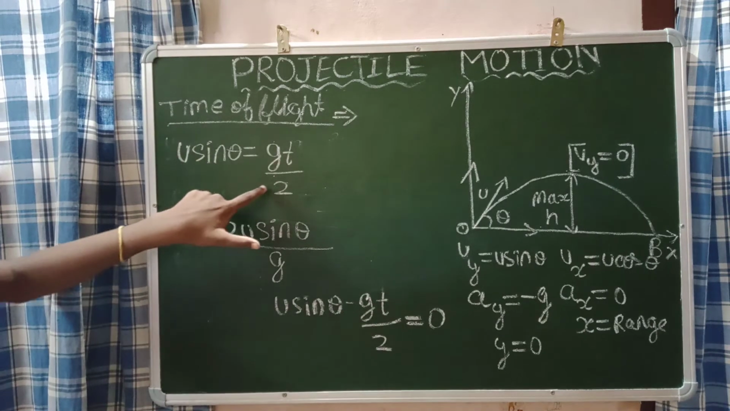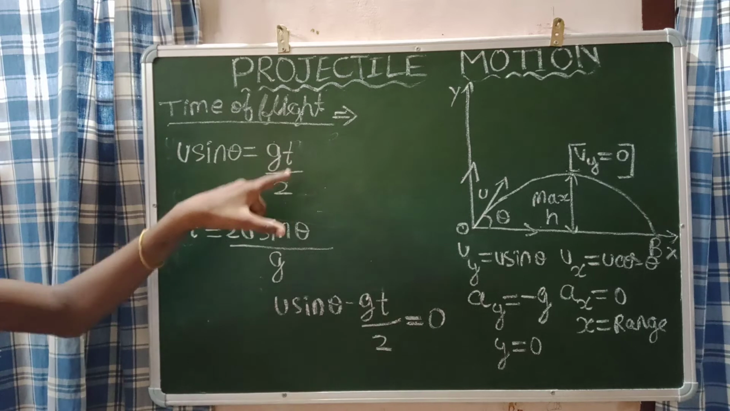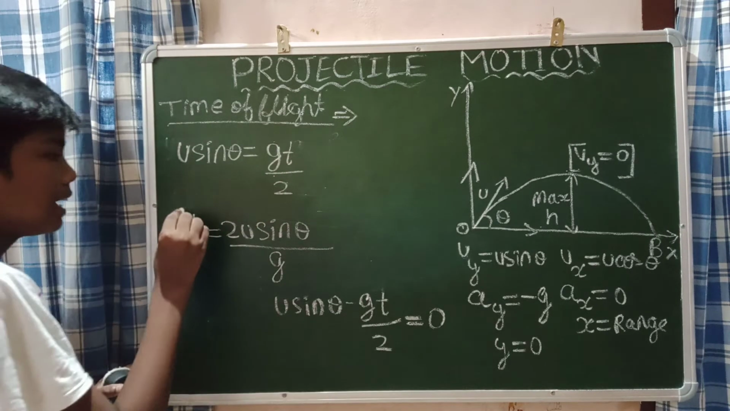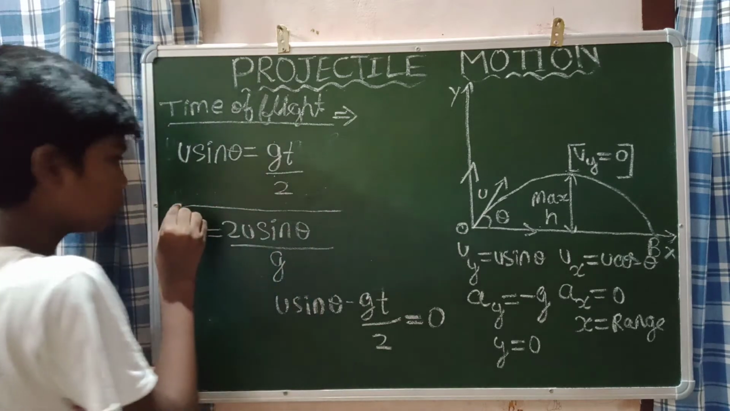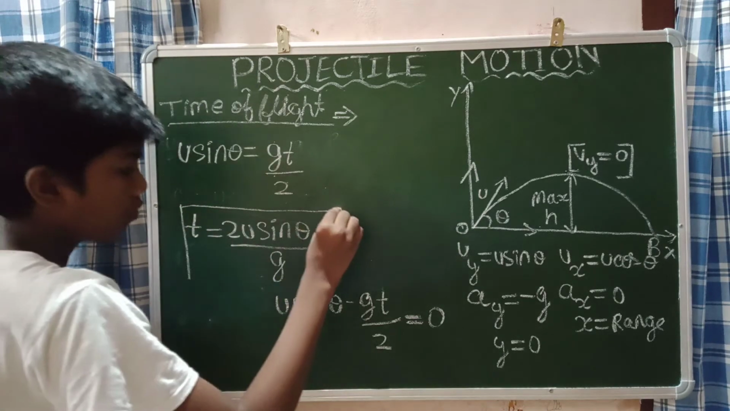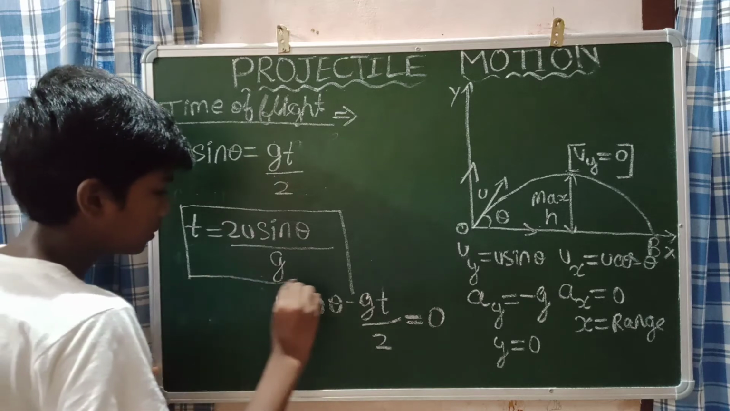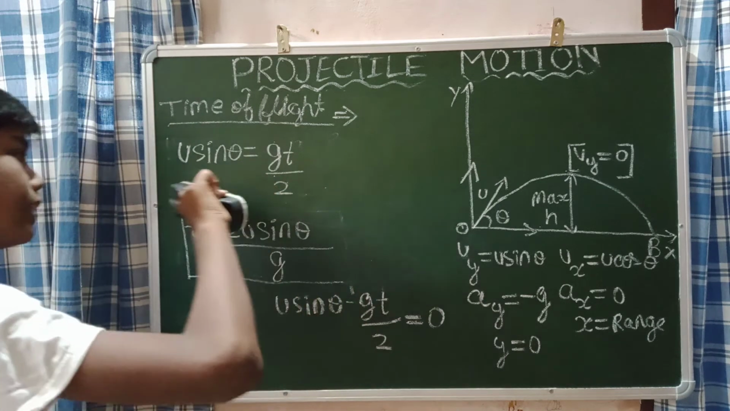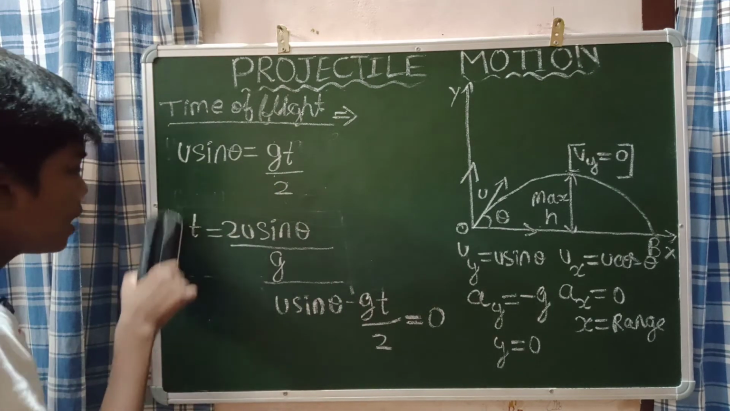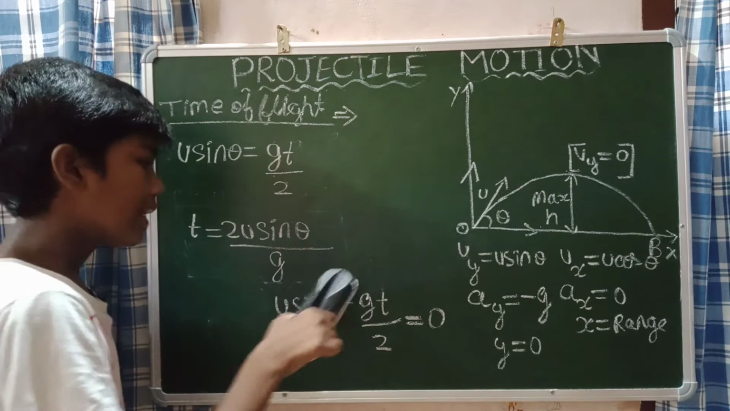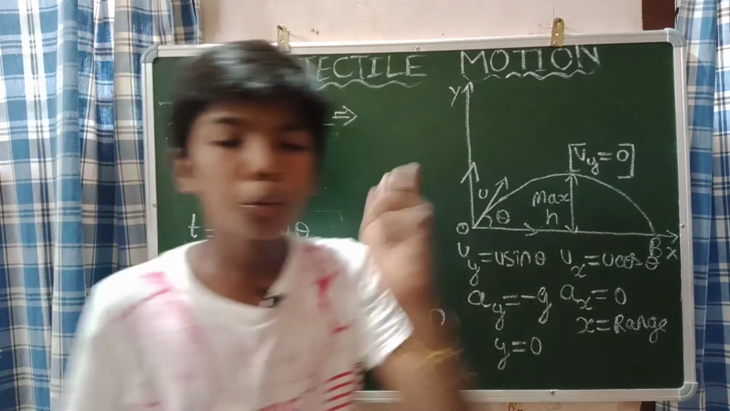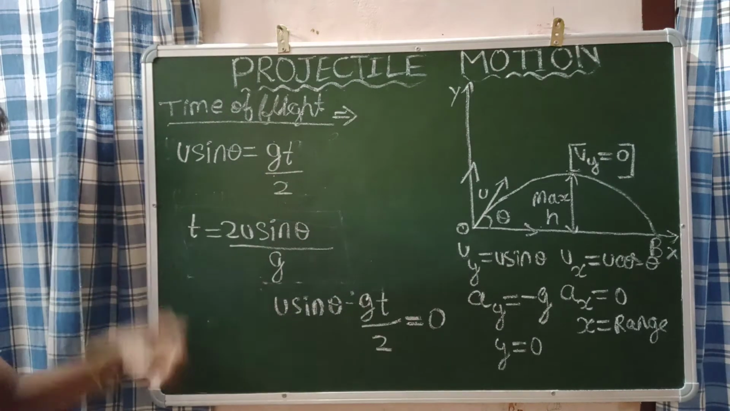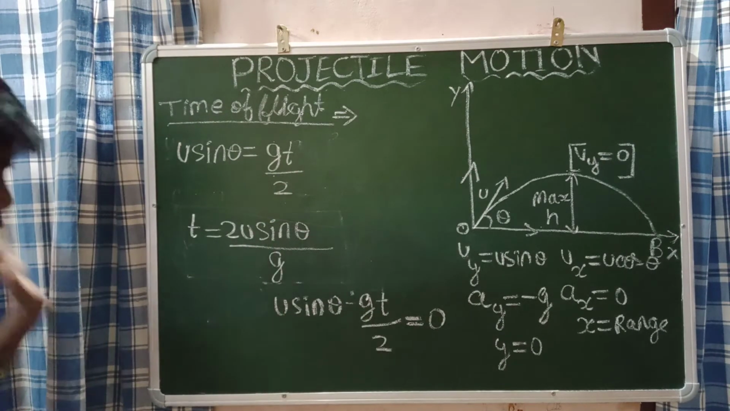Just a basic concept. That means 2 goes to the other side, so 2u sin theta is equal to gt. So we want t: 2u sin theta divided by g will give us this time taken, and this is what we call the time of flight guys. Try to understand this formula and the derivation that I wrote here. Time of flight is equal to 2u sin theta by g. Just make a note of it. So the time taken for the entire motion is 2u sin theta by g. This is how we need to remember.